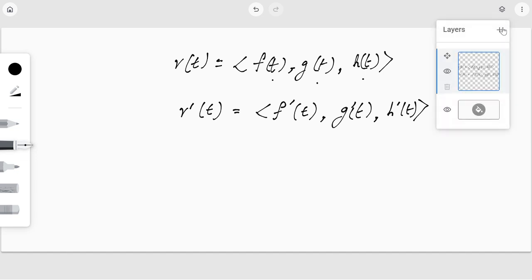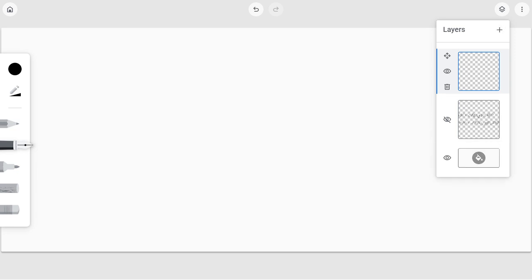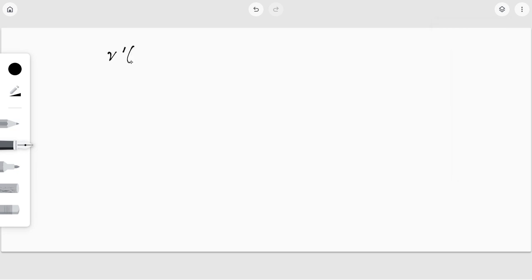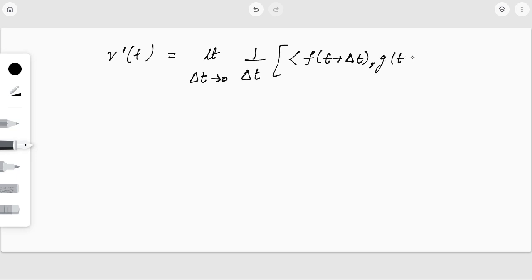Now let's go to the proof. The proof is pretty simple. We know by definition r dash of t will be equal to the limit as delta t tends to 0 of 1 by delta t into the vector f of t plus delta t, g of t plus delta t, h of t plus delta t minus the vector f of t, g of t and h of t.